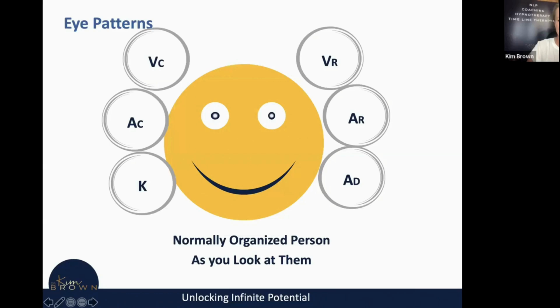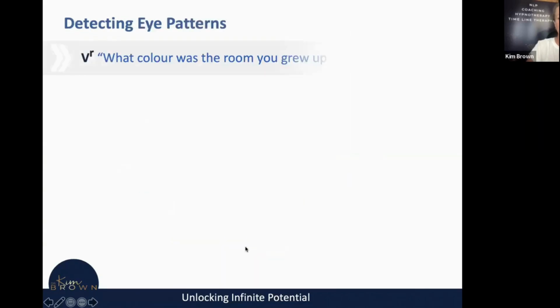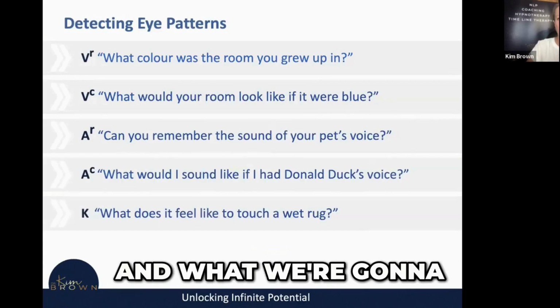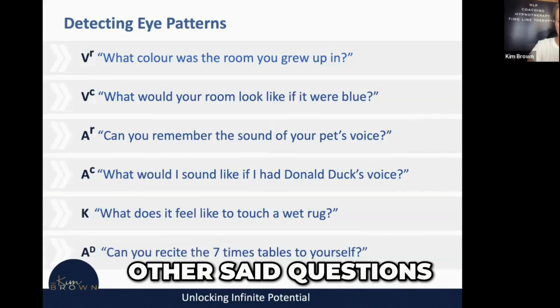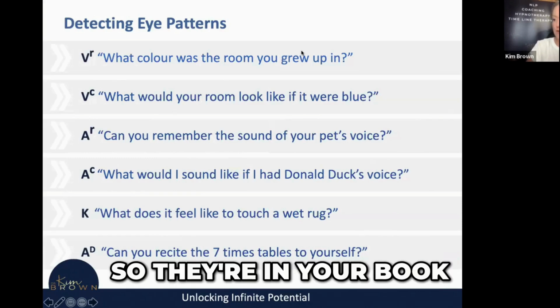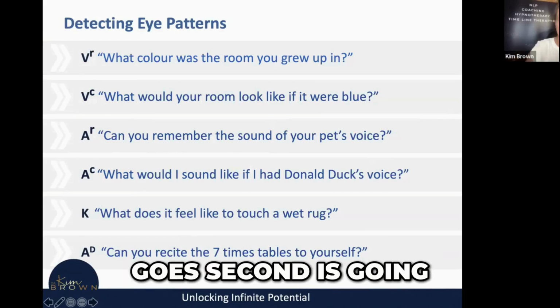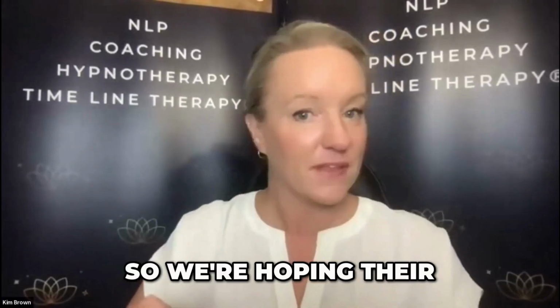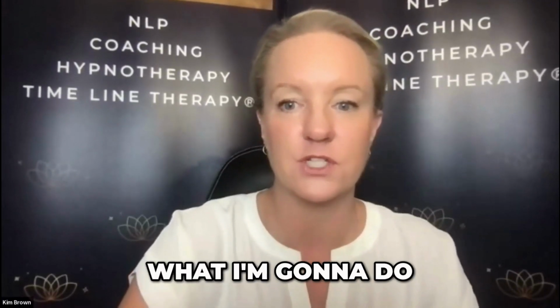All right. So these questions are in your book. And what we're going to do is ask each other said questions and see what happens to the eyes. The person who goes second is going to have already heard them, so we're hoping their eyes will still flick. What I'm going to do is spotlight Jilly and Emma, so that way you can see each other.